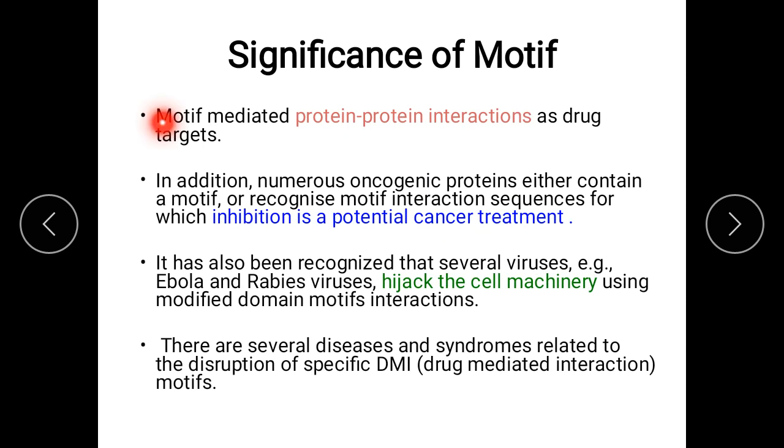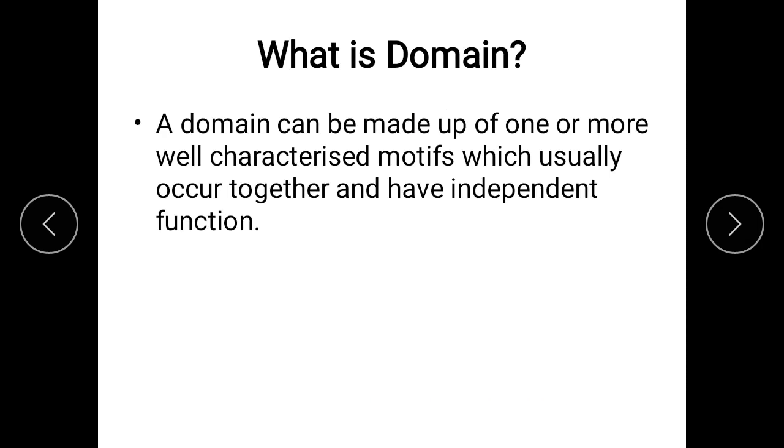So, significance: motifs mediate protein-protein interactions. Motifs are important for the inhibition of potential cancer treatment in numerous oncogenic viruses. In some viruses, motifs also hijack the cell machinery using modified domains, and there are several disease syndromes related to the disruption of specific drug-mediated interactions which are related to motifs.